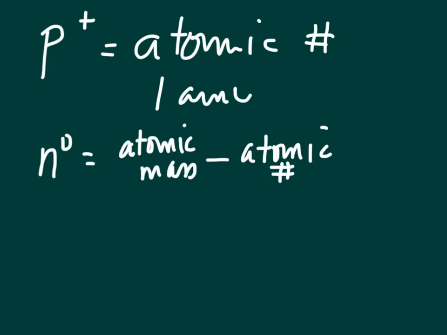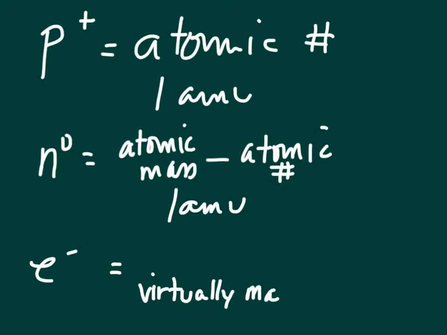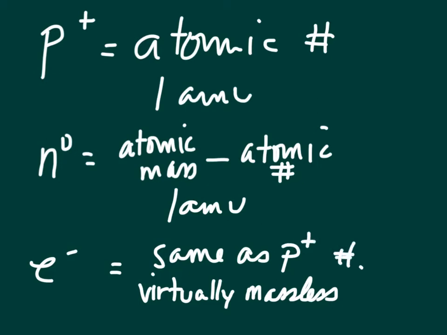So atomic mass minus atomic number. And what's the mass of one neutron in AMU? Mikey? 1 AMU. And electrons. What can you tell me about electrons? Virtually massless. And since these atoms are neutral, then what is the number of electrons? The same number as protons. Okay, so that's Friday in a nutshell, right?